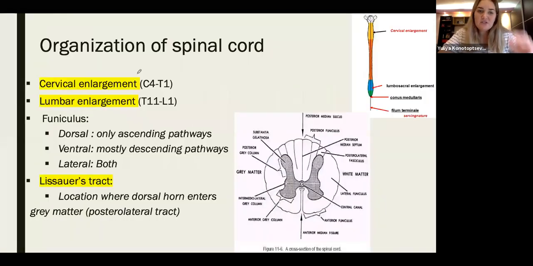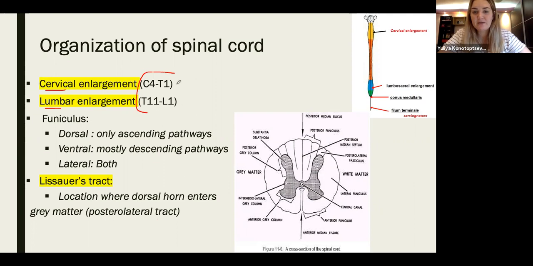Okay, there are some enlargements that are present in the spinal cord. There is a cervical and a lumbar enlargement. You need to remember their exact locations for neuroanatomy, right? So the cervical enlargement is approximately C4 to T1, and the lumbar is approximately T11 to L1.